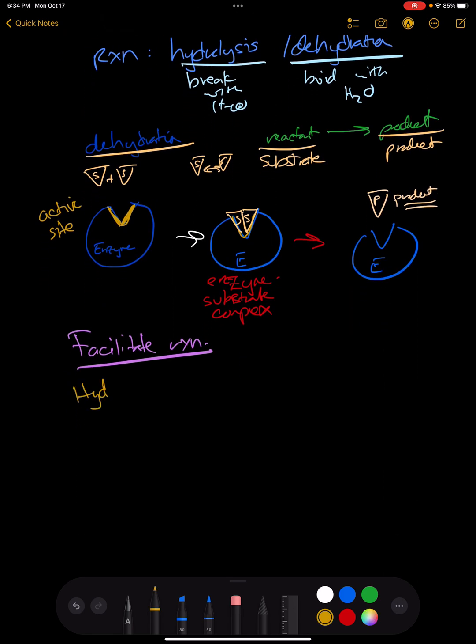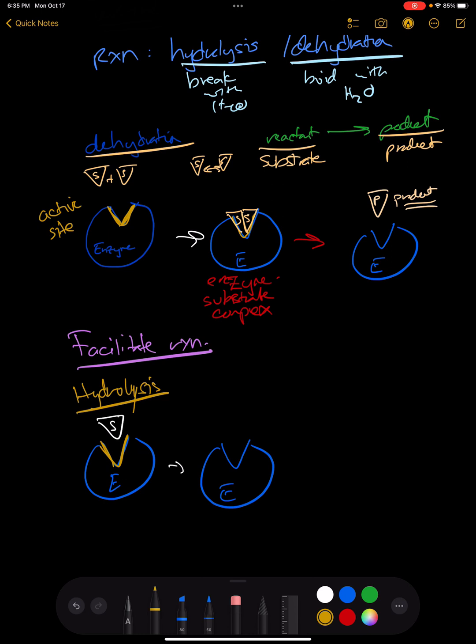So let's do hydrolysis. So now I'm going to break something down. So here's my enzyme. Here's my active site. And then this right here, this is my substrate. This is the thing that I want to do the reaction to. So, enzyme, active site, and then the substrate comes and sits inside. So this is my enzyme substrate complex.